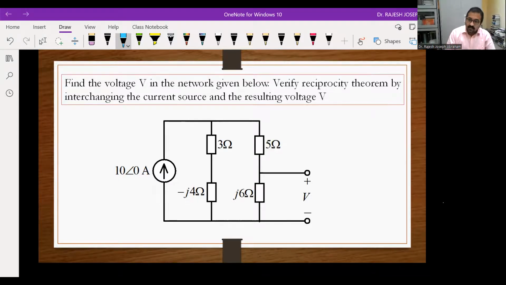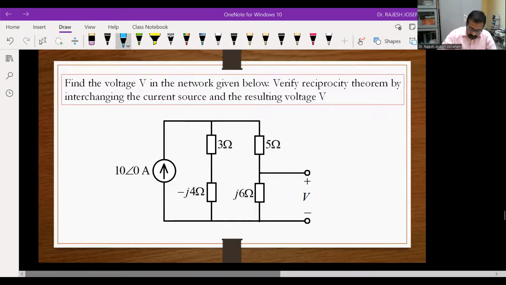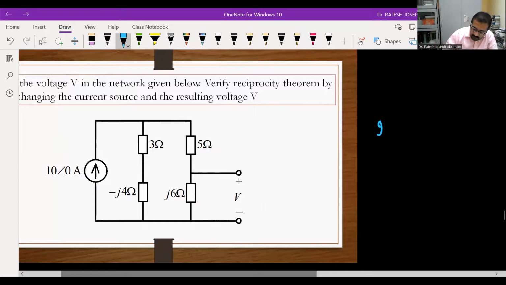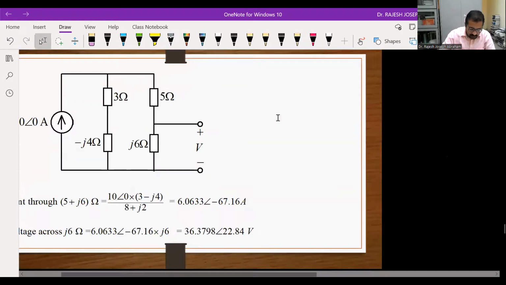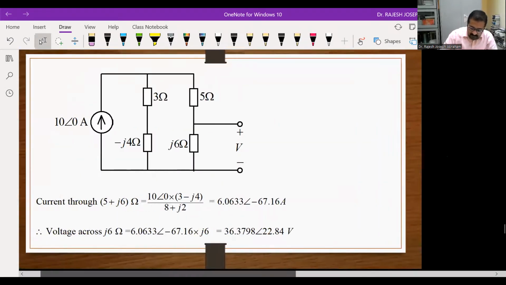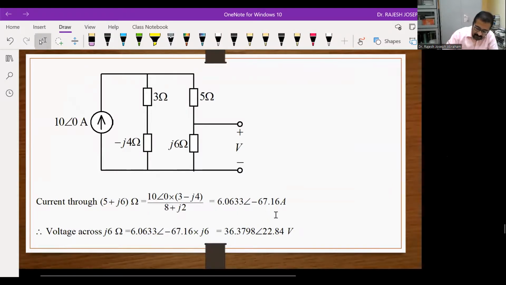So to find voltage across J6 ohm, you need to find current through J6 ohm. How can you find the current? This is a current source. There are only 2 parallel branches, so we can apply current division rule. So what will you get? Current through J6 ohm, I J6 ohm, will be what? Main current into resistance of the other branch, that means 3 minus J4, divided by sum of resistances, that means 8 plus J2. You can find what's the current. So the current should be around 6.0633 angle minus 67.16 ampere.